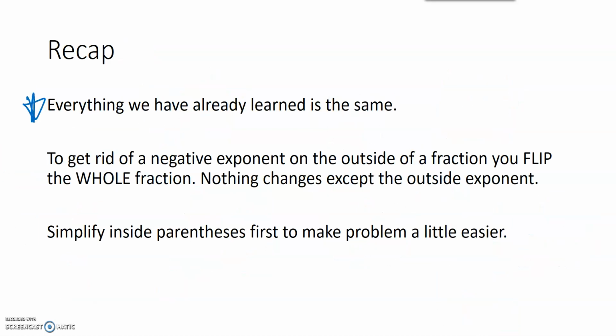Okay, so again, we're not doing anything really different. Everything that we have learned so far is the same. The rules are still applying. The only new idea here is to get rid of a negative exponent on the outside of a fraction. You have to flip the whole fraction, and it makes that exponent on the outside positive. Nothing changes except the outside exponent. Everything inside stays the same.